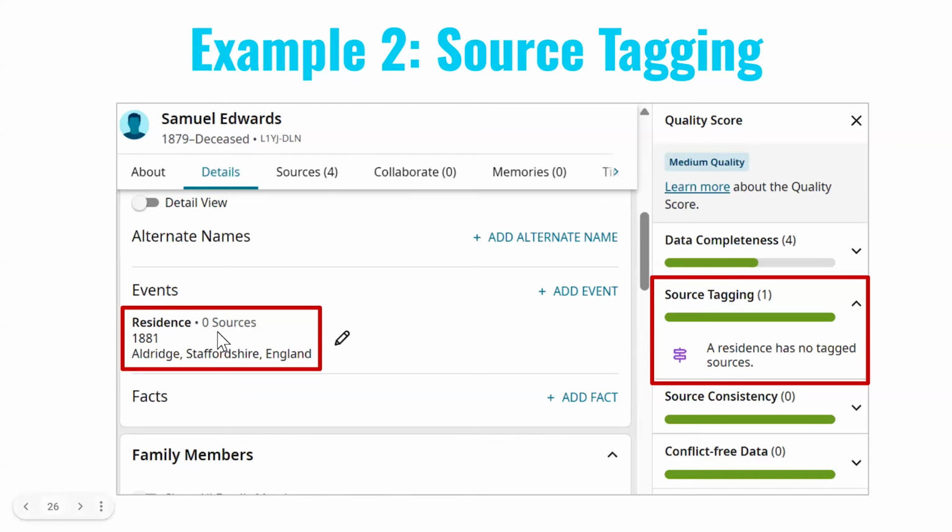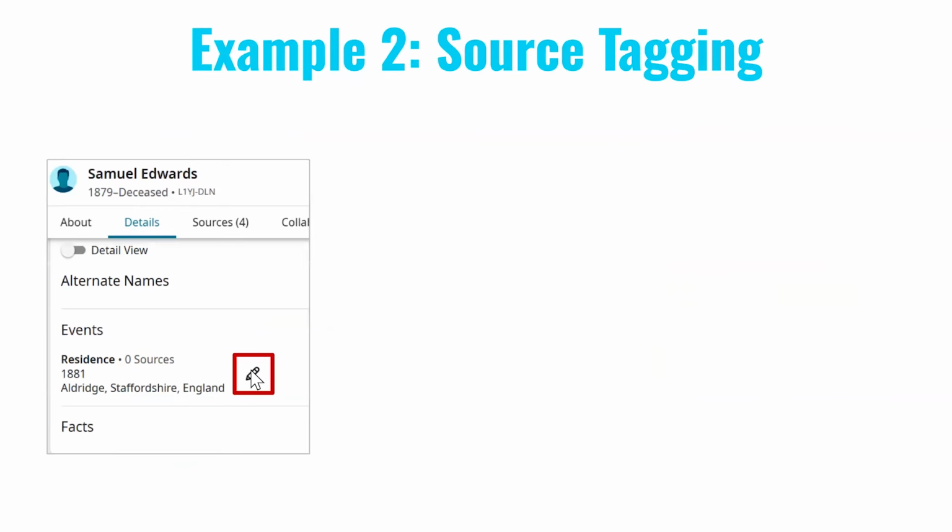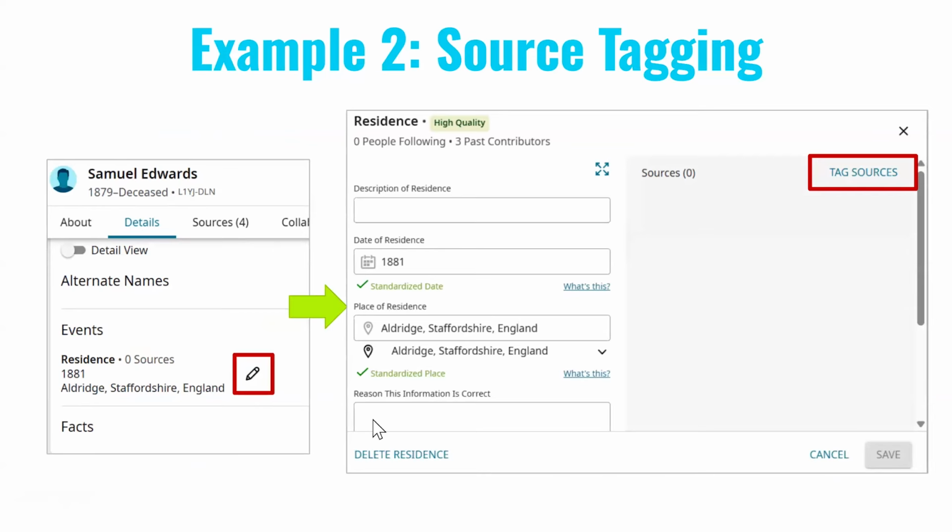In this case, we're going to tag the source to the residence. The way we do that again is to click the pencil, the edit icon, and it brings up that detailed screen page, whatever you want to call it. Over here, we've got the ability to tag sources, but there are no sources tagged to the residence. We have very good reason to believe that the source is the 1881 census, since it's a residence in 1881 and we're working in England. So the way we tag the source from here is we click Tag Sources.